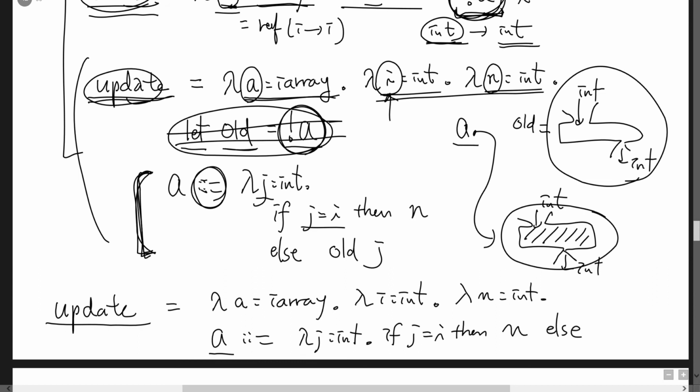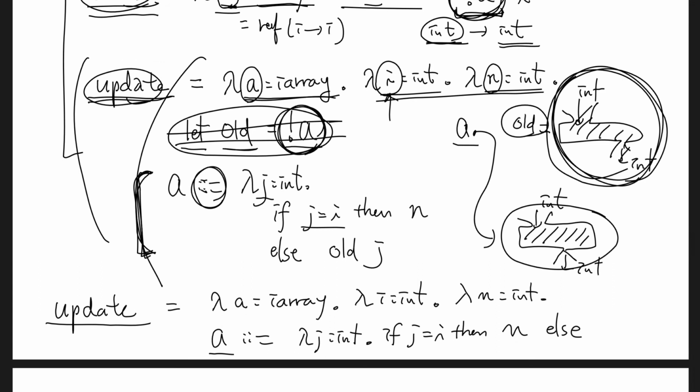Otherwise, in this correct answer, you made a copy of the old array. So this lambda abstraction has been saved in old. But now you don't have this one. So the only way to get access to the lambda abstraction is to dereference itself. So here you use bang A.